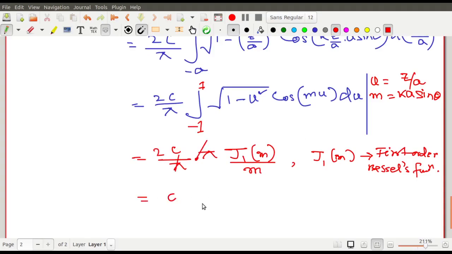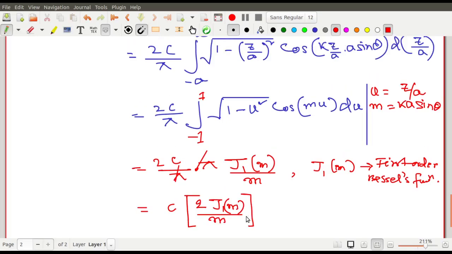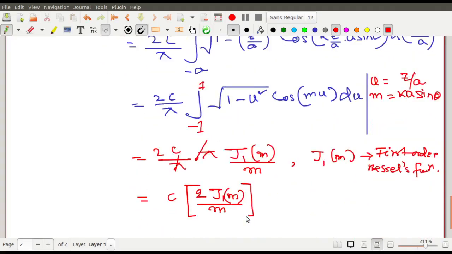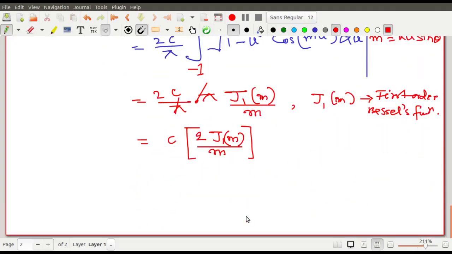So this comes out to be C, and then you have 2 times J1m by m. This is the style to write, so people actually write this together. So what will be the amplitude? So this is the real part of the amplitude. So now what is the intensity?